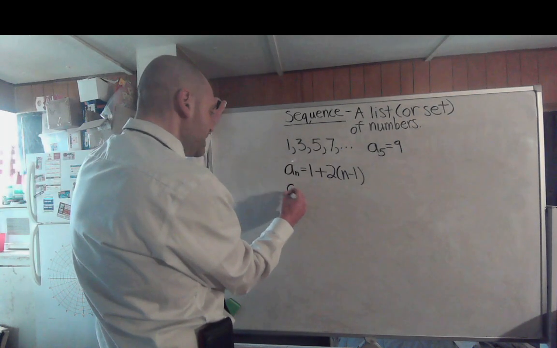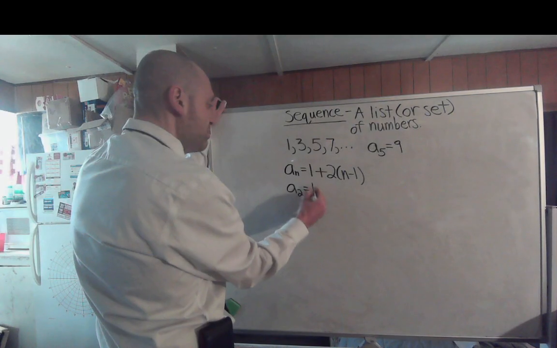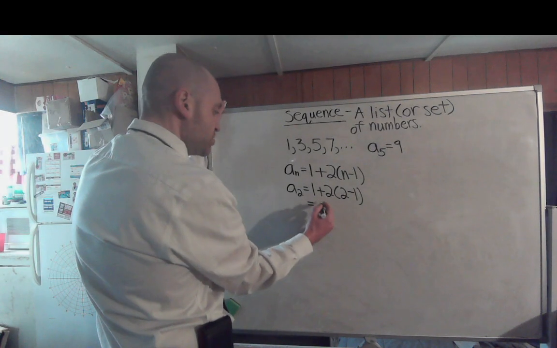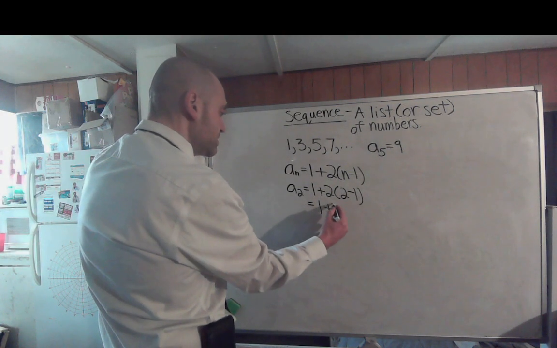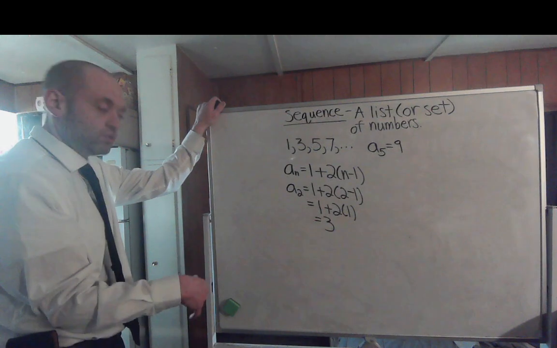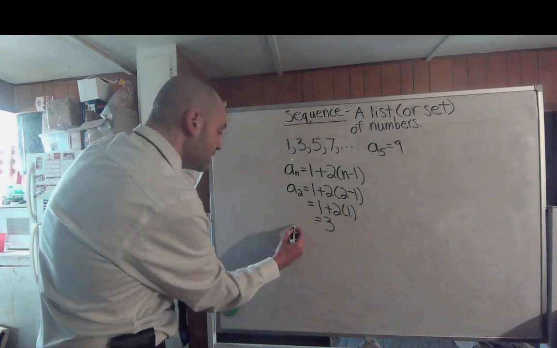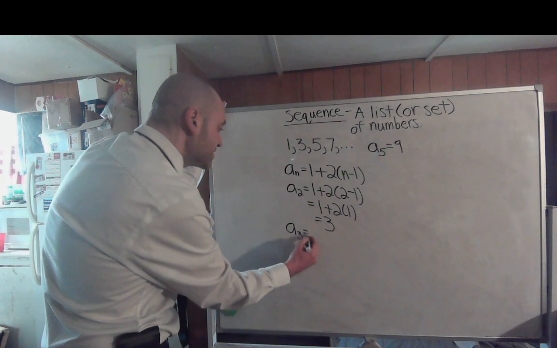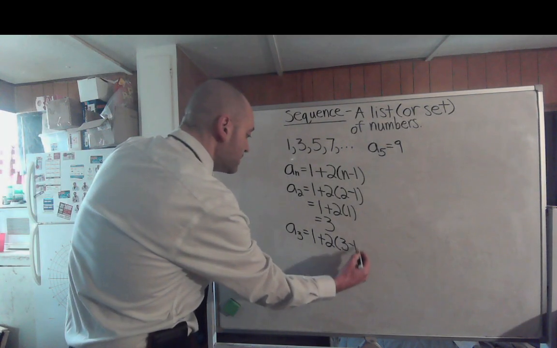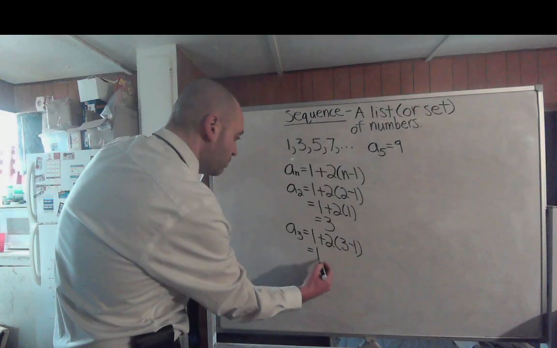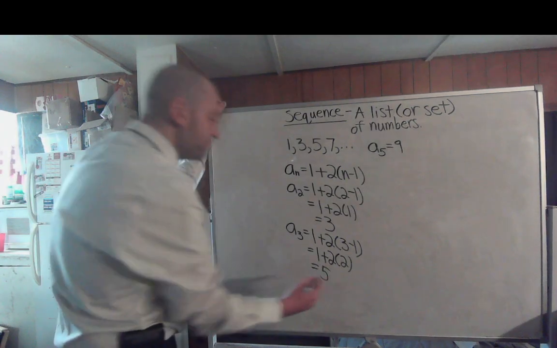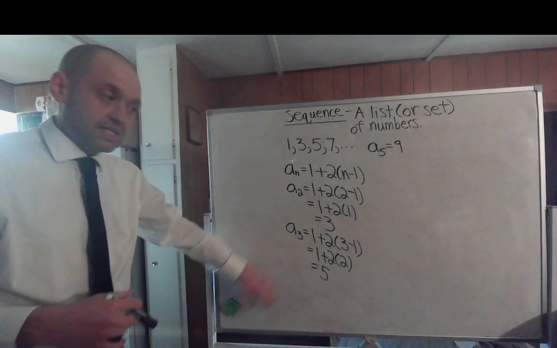Let's say I want to get a sub 2. So that would be 1 plus 2 times 2 minus 1, which would end up giving you 1 plus 2 times 1, which is 1 plus 2. That gives you 3. So it sure seems to hold there, right? Let's do a sub 3. So that's going to end up equaling 1 plus 2 times 3 minus 1. So that would equal 1 plus 2 times 2, which is 1 plus 4. That equals 5. So yes, that actually does seem to hold then.